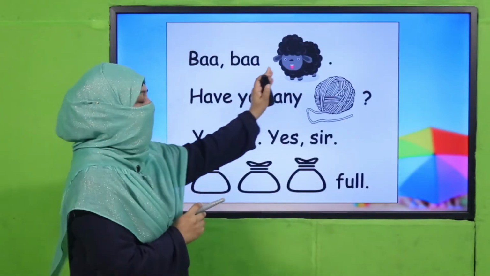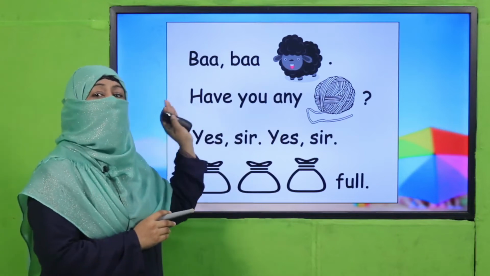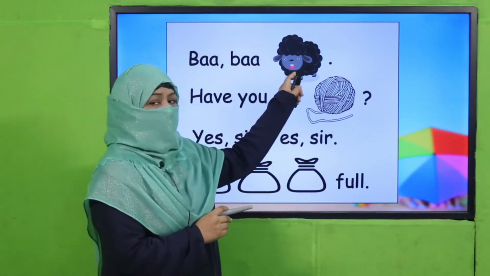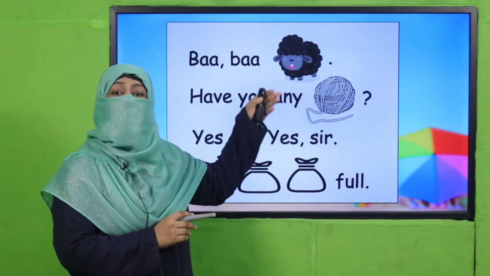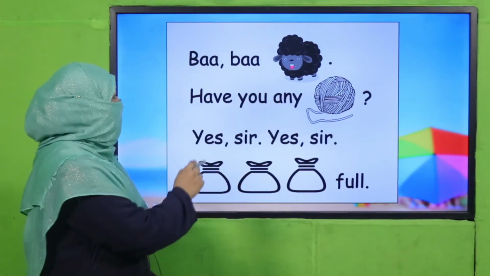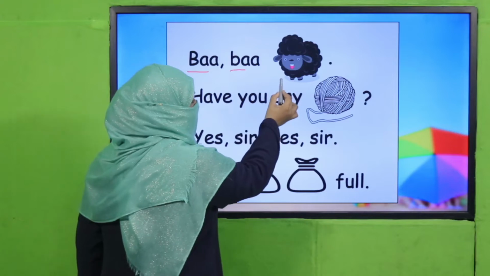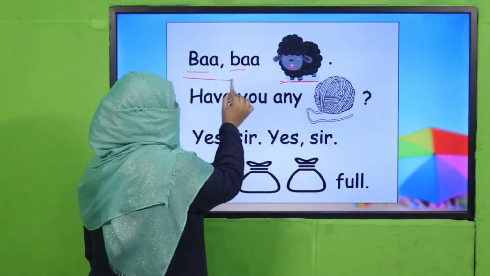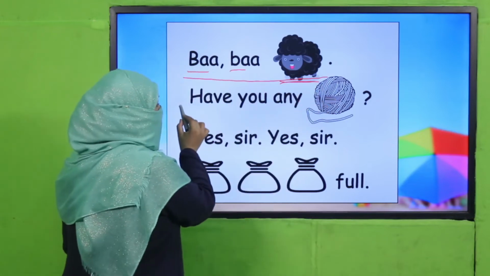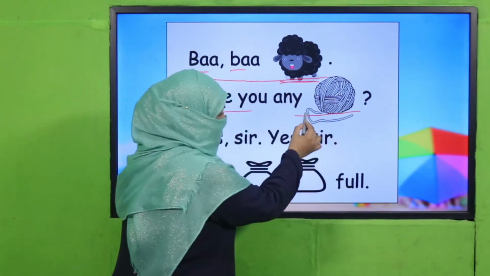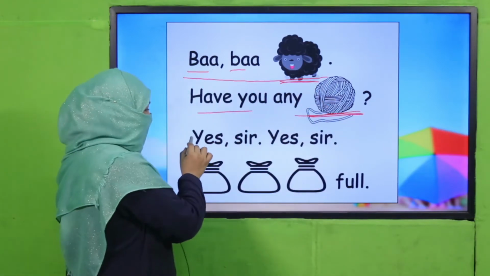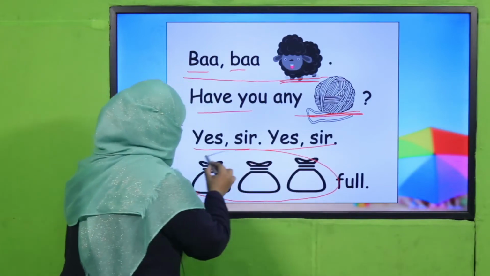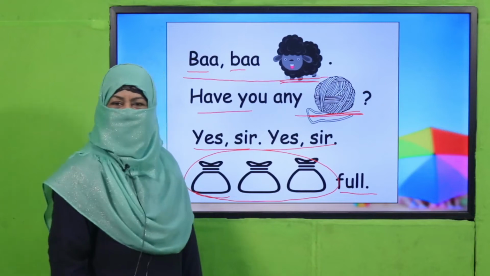Now there are words and pictures. So when we read such type of text, instead of looking at this picture, we will name it. And how do we do it? Baa baa, now this is the picture of black sheep. So how does it come? Baa baa black sheep, have you any wool? Because this is the picture of wool. Yes sir, yes sir, three bags full.